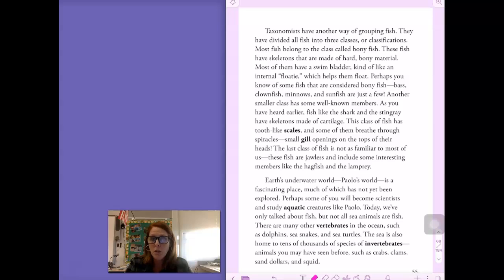Earth's underwater world, Paolo's world, is a fascinating place, much of which has not yet been explored. Perhaps some of you will become scientists and study aquatic creatures like Paolo. Today, we've only talked about fish, but not all sea animals are fish. There are many other vertebrates in the ocean, such as dolphins, sea snakes, and sea turtles. The sea is also home to tens of thousands of species of invertebrates, animals you may have seen before, such as crabs, clams, sand dollars, and squid.